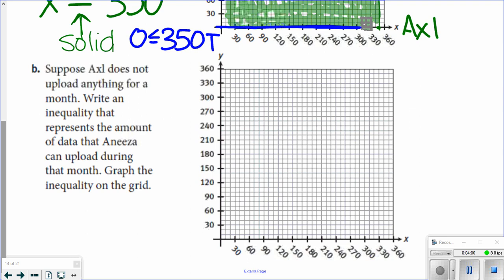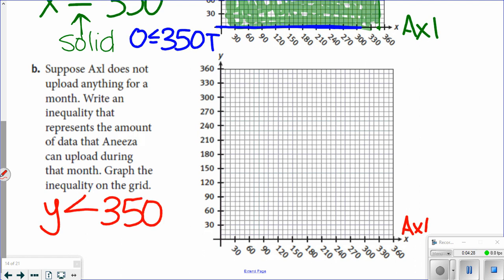So let's switch gears here and say that Axel, which is X, does not upload anything. We're going to write an inequality for Anisa. So Y, the total amount would be 350. We could be less than that or exactly equal to that. So this time, we are going to graph on our Y-axis, because there's a Y here, at 350.